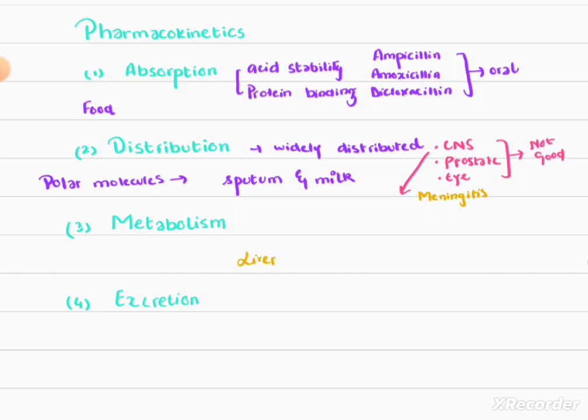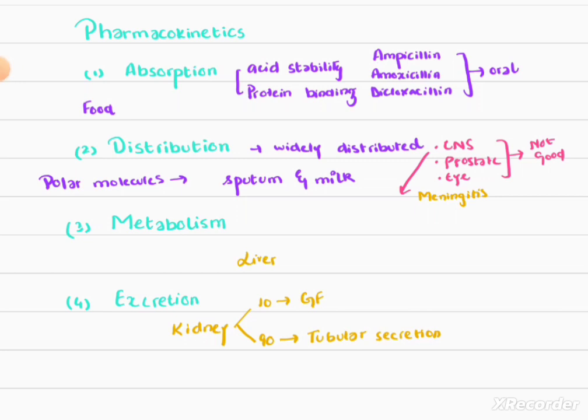The excretion of penicillins is primarily by the kidneys, and very small amounts are excreted by other routes. In the kidneys, 10% is by glomerular filtration and 90% is by tubular secretion. So any drug that inhibits the tubular secretion of penicillins is going to affect the excretion of the penicillins as well.